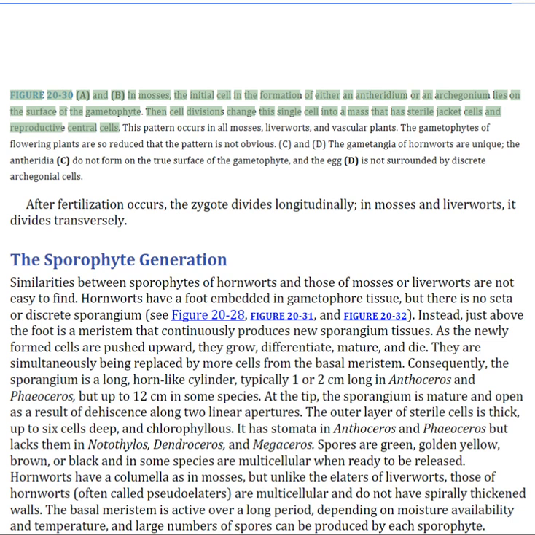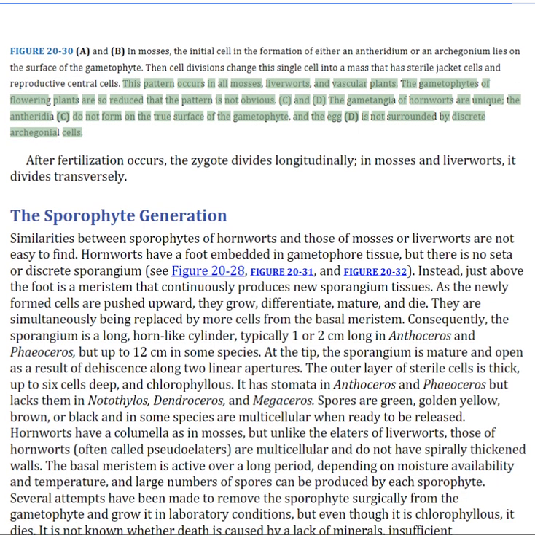Figure 20-30: In mosses, the initial cell in the formation of either an antheridium or an archegonium lies on the surface of the gametophyte. Then cell divisions change this single cell into a mass that has sterile jacket cells and reproductive central cells. This pattern occurs in all mosses, liverworts, and vascular plants. The gametophytes of flowering plants are so reduced that the pattern is not obvious.